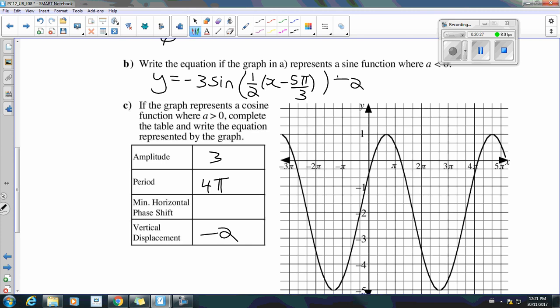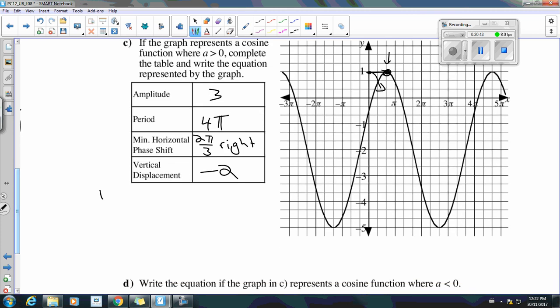So remember, cosine usually starts at its maximum point and goes down. So I need to find the equivalent point on the new graph, which is here. And this is at 2 pi over 3 to the right. So the equation would be, sorry, I'm now cosine, of our stretch is still 1/2, so that does not change. But it's now 1/2 x minus 2 pi over 3 minus 2.